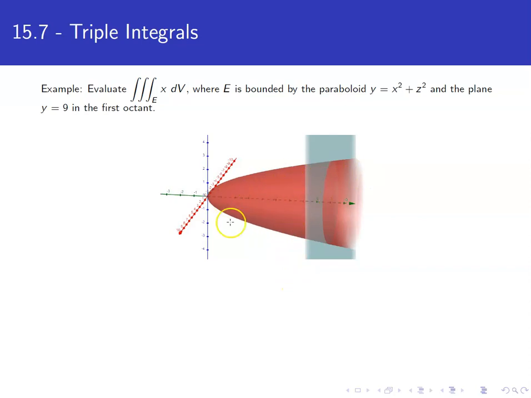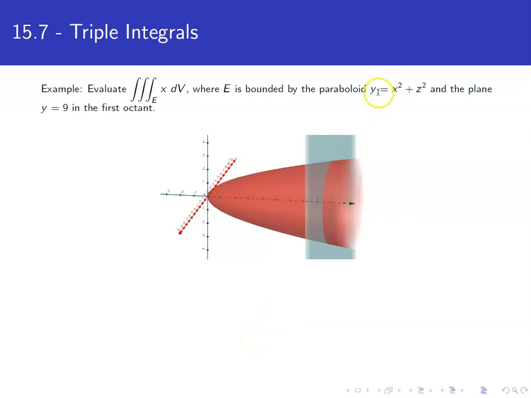Here's my paraboloid y equals x squared plus z squared. So you can imagine this bowl, if you will, opening along the y-axis. And then the plane y equals 9 is just that plane that slices vertically down through y equal to 9 there, and it's parallel to the x-axis. We want the first octant, so even though I've graphed the whole solid, really we just want the piece where the x's and the y's and the z's are all positive. So that'll help us with our bounds later on.